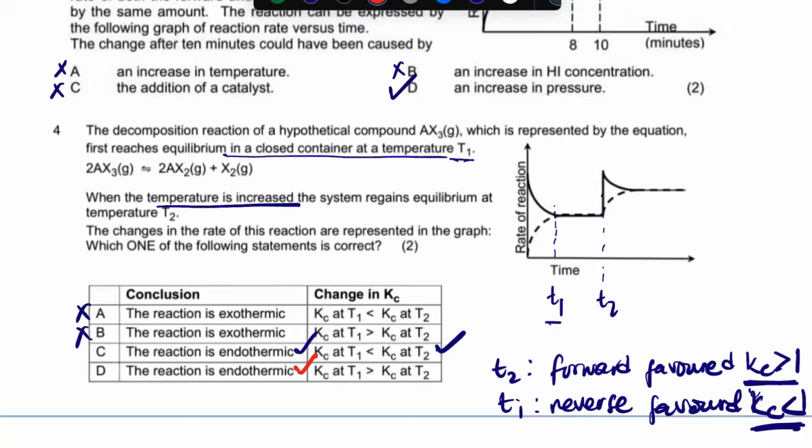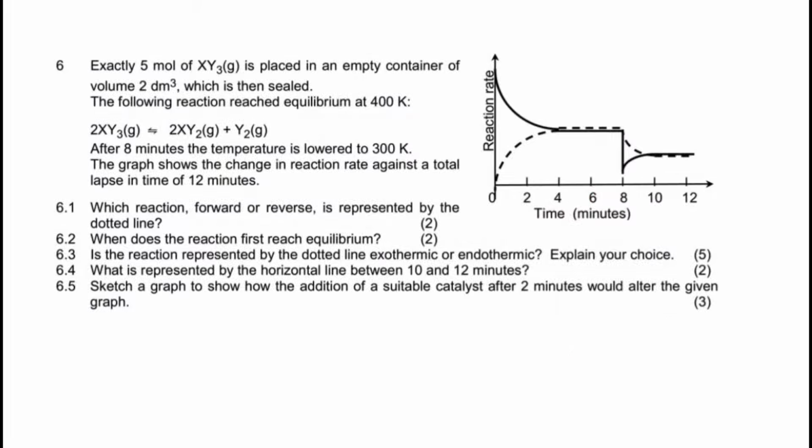It's an exothermic reaction. Kc at T1 is greater. The Kc here is not greater at T1, it is greater than Kc at T2. The Kc here is not great, it is greater than the Kc here. So this is not correct. So the answer here is C. There's no question 5, guys.